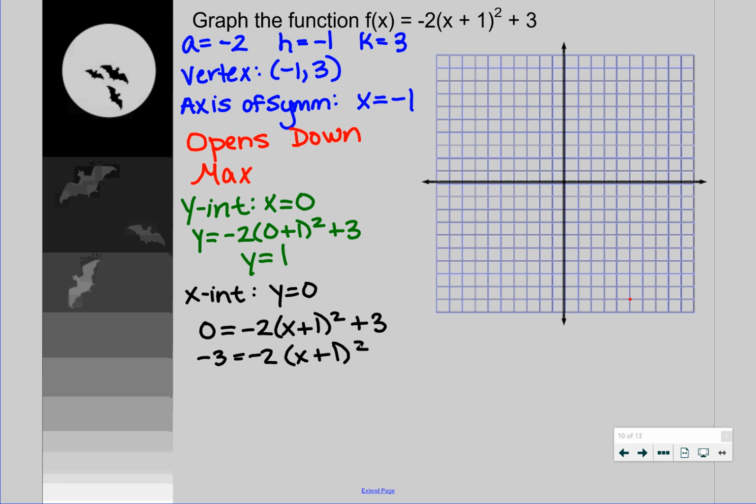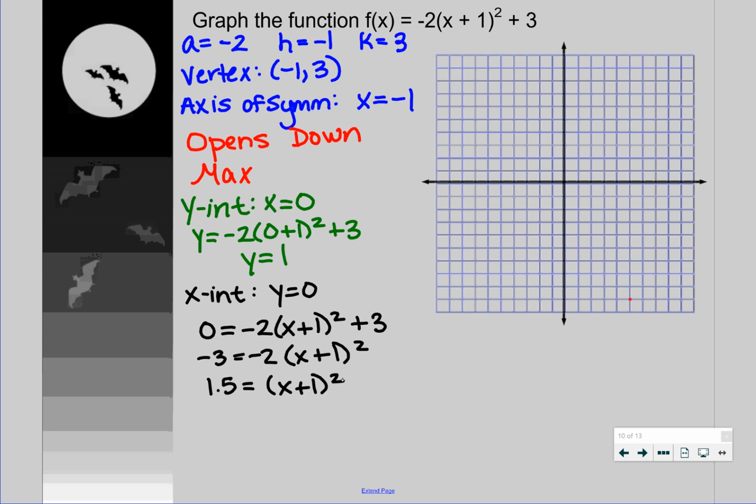Guys, this should be the easy part. We should know how to solve for x in an equation. Divide by -2. There we go. Okay, so -3 divided by -2 is just going to give me 3/2 or 1.5. Goes (x + 1) squared. So now I've isolated that parentheses squared.